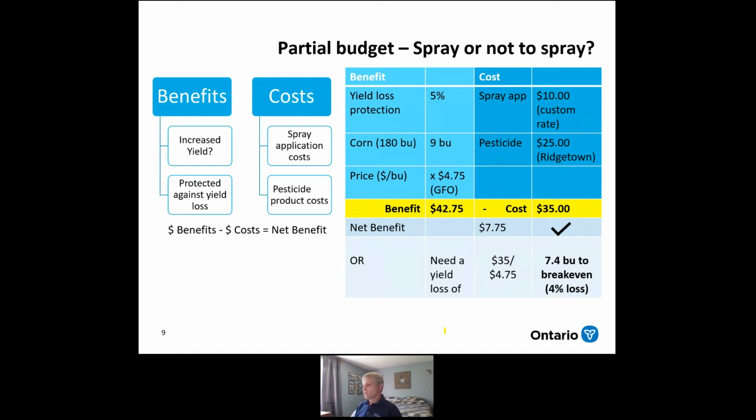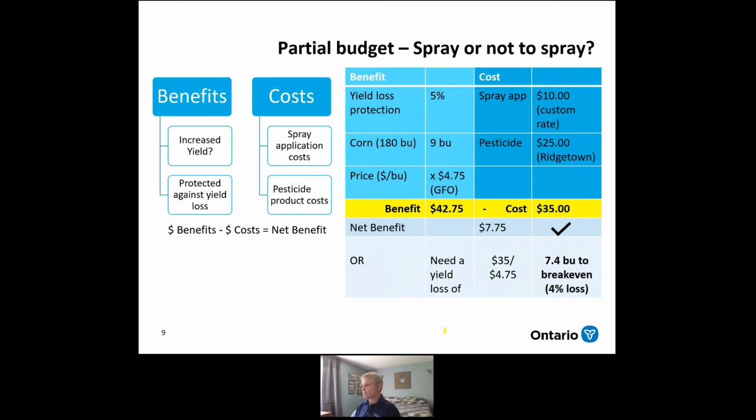So the right side then maps out a little bit more of that in detail. I've just assumed a 5% loss for this example on a 180 bushel crop. That's 9 bushels. I got the grain market prices from the Grain Farmers of Ontario information, so 475. So the benefit was 42.75.